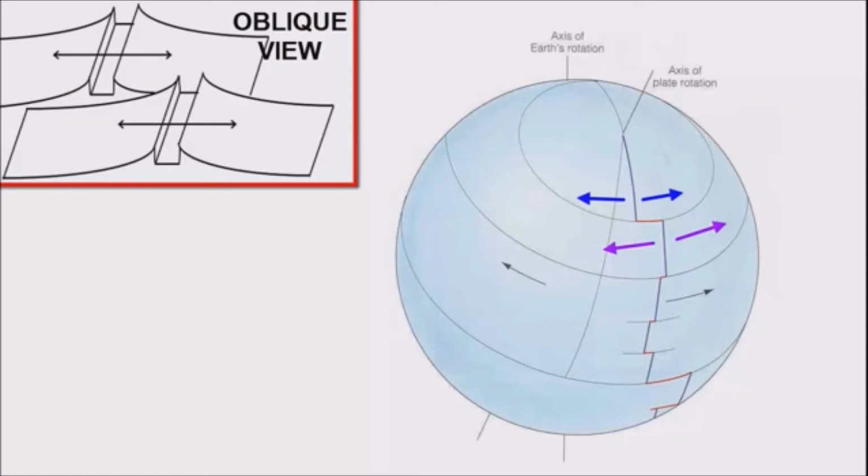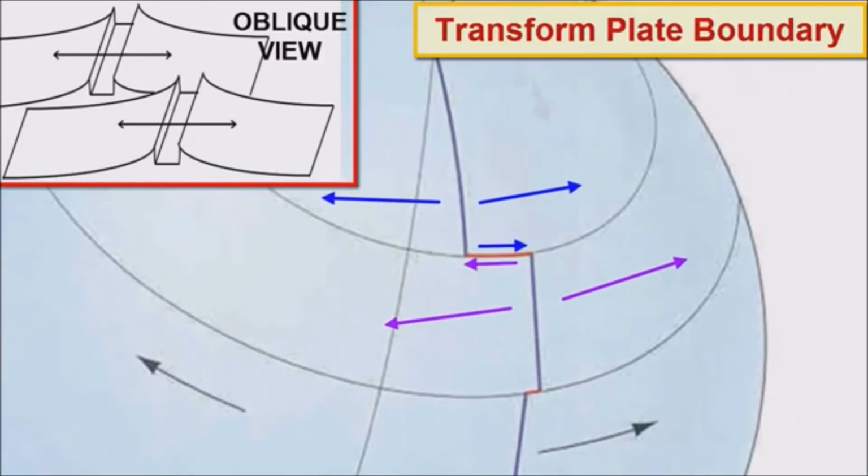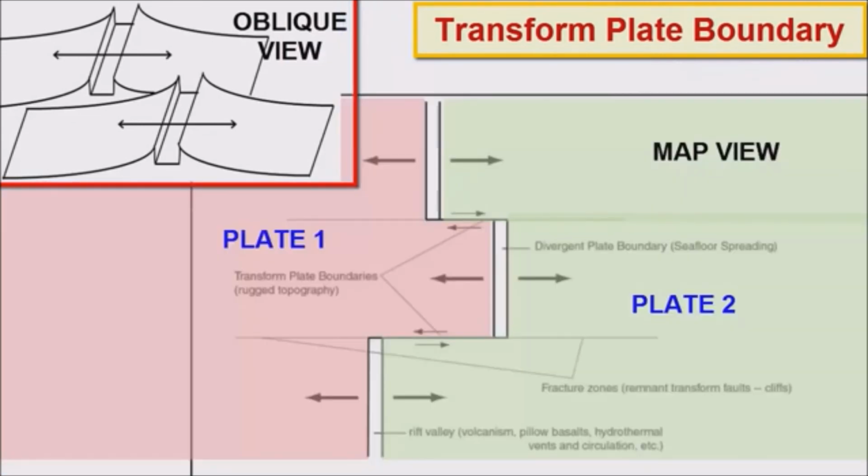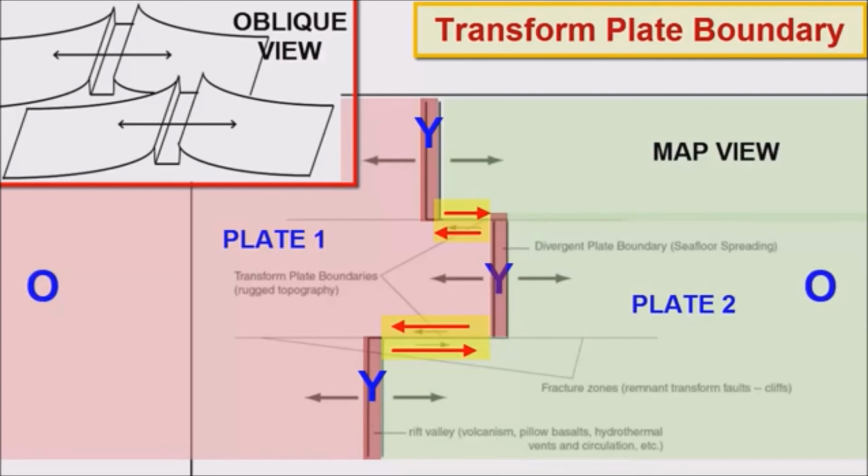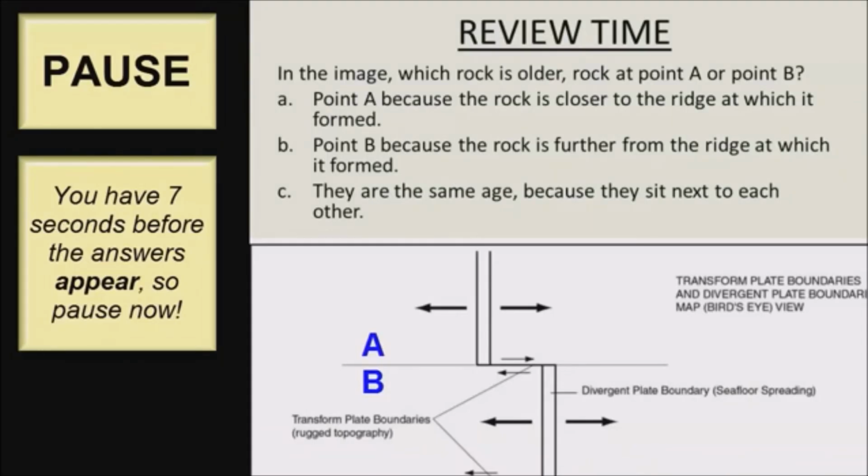To accommodate divergent motion along ridges that run along a spherical surface, the ridges break into sections, and each section is offset from the next one by a transform boundary. As this image shows, there are two plates, but in these zones the boundaries are divergent. In these zones, the boundaries are transform. Let's test our understanding with a few questions. Where is the youngest rock in this image? Let's put a Y there. Where is the oldest rock? Let's put an O there. How do points A and B compare? Pause now.